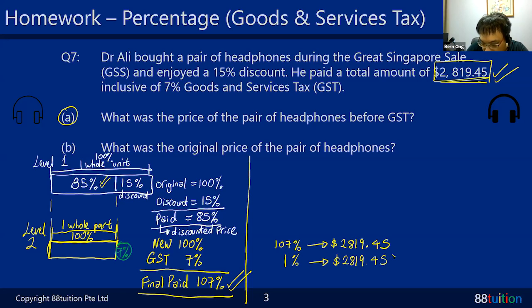2819.45 divide by 107. And if you press your calculator, right, I'm using my mental calculation down here. My mental sum tells me that it is $26.35. Can you see? Mental calculation.